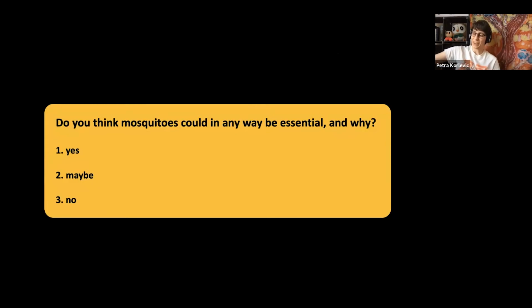this is going back to my initial questions, and you already partially answered this. Do you think mosquitoes, thinking about, oh, we should just get rid of all of the mosquitoes, do you think that could be a bad idea, and why? So can mosquitoes be essential? So probably unsurprising given the poll for the first one. Yeah. Most people are going for yes. We've got some saying maybe. So yeah, maybe not entirely sure. Yeah. We've got a couple of people saying no, they're not essential.